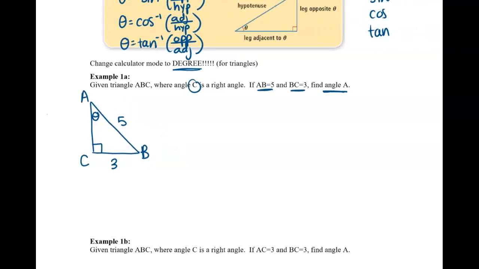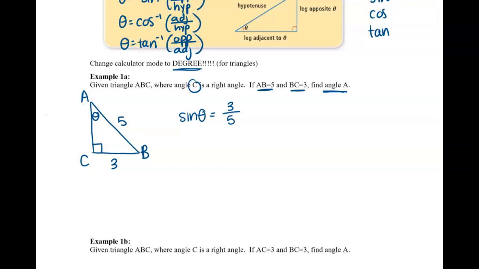First of all, some of you might be thinking, let's find the third side using the Pythagorean theorem. And you totally can, but you don't need to. So we'll set up our equation the same way as we did when we were finding a side, only now instead of sine, cosine, or tangent of an angle, we just have theta. So given theta, we have opposite and hypotenuse, so that'll be sine. So our equation is sine of theta equals 3 over 5.